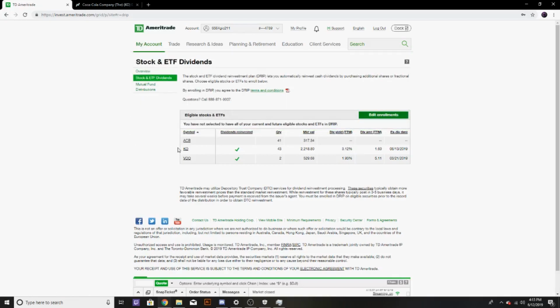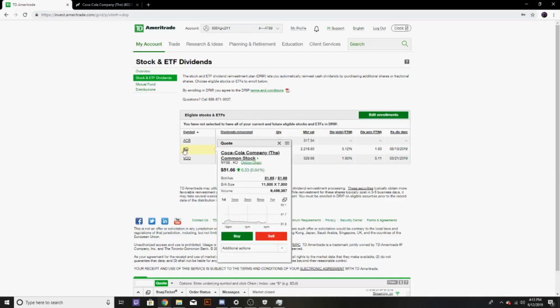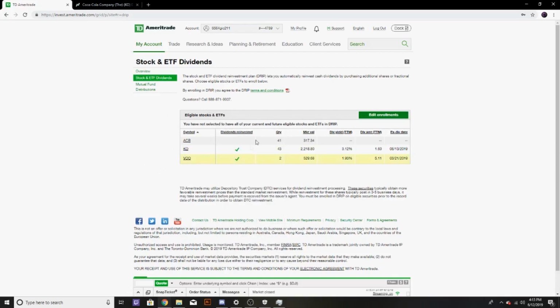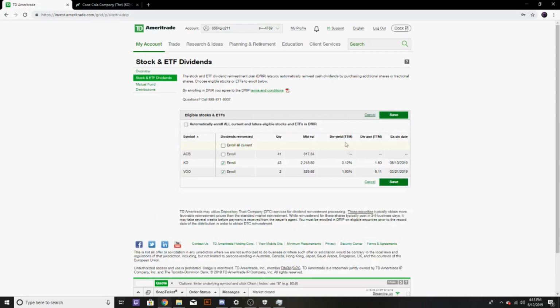If you use someone else, it's going to be a very similar process, but this is just the broker I use. So edit enrollments, and then you want to enroll. ACB doesn't have a dividend, as you see over here, but these two do, so I'm going to enroll these. And Coke has a 3% dividend yield.